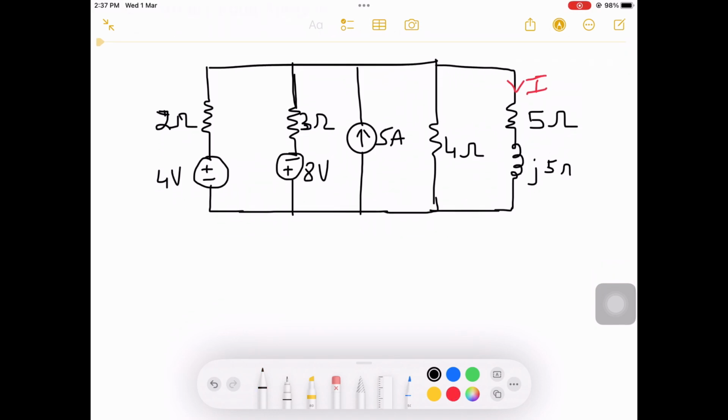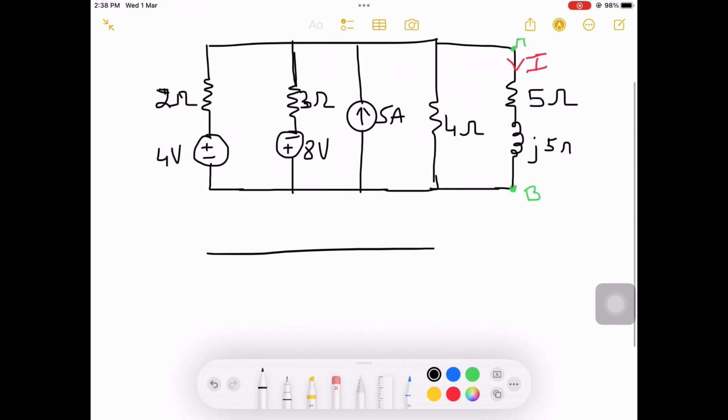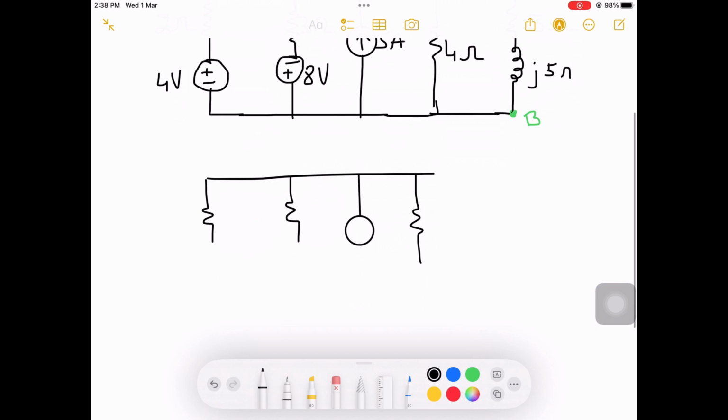So first I will rewrite the circuit. I need to open the branch where the current I is flowing. Let us take this as A and B. This A and B node should be open, because I am supposed to find the current I. So I will redraw the circuit by opening that load branch. Just rewriting the circuit, the only change is that I am opening the terminal A and B.